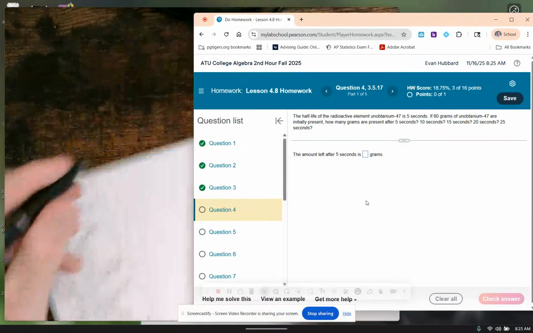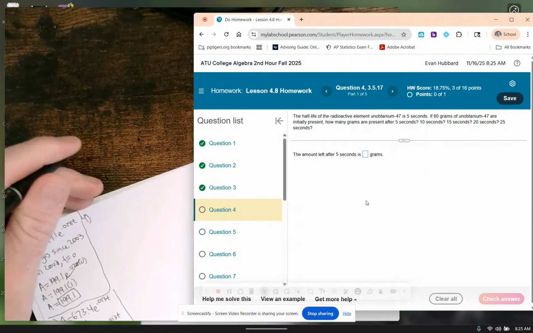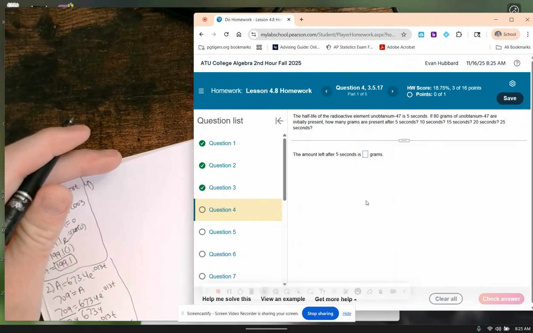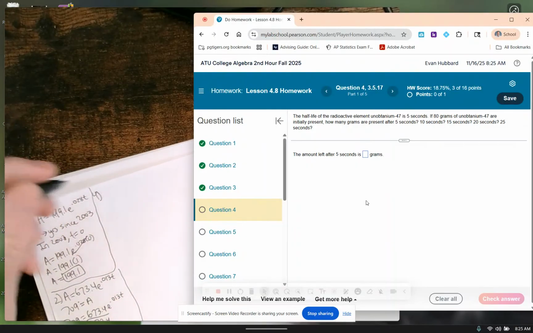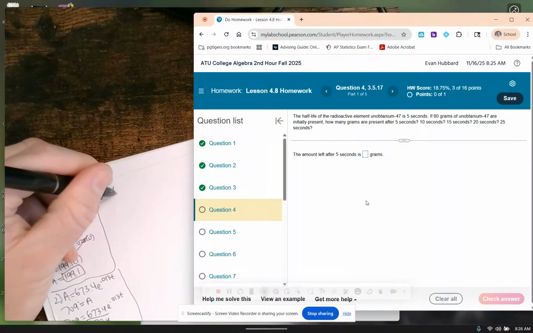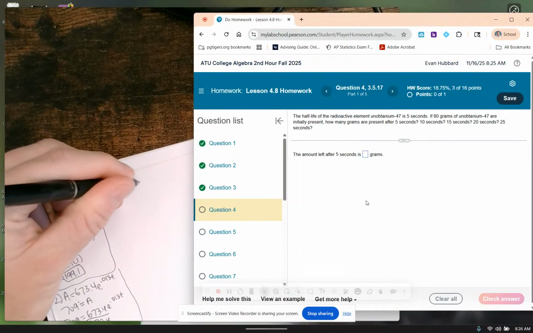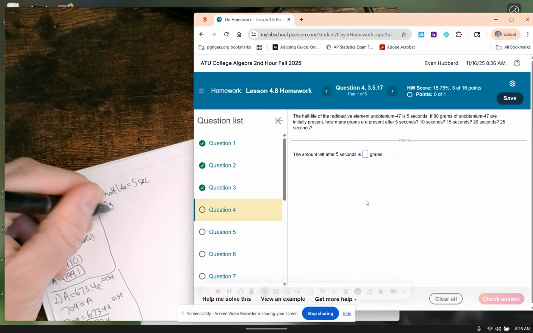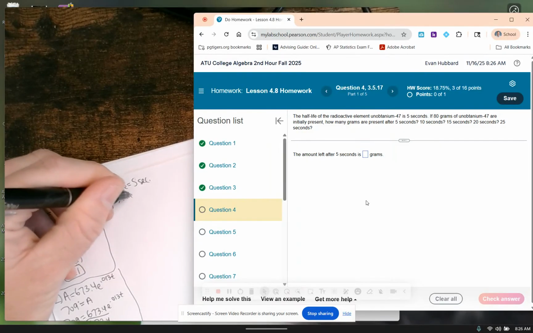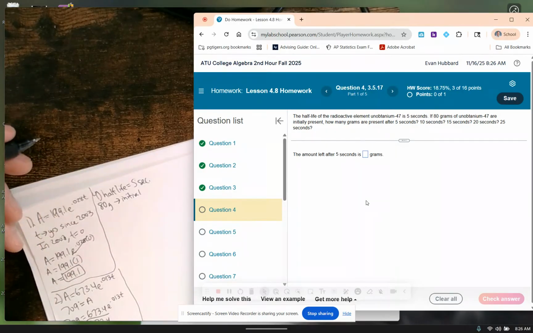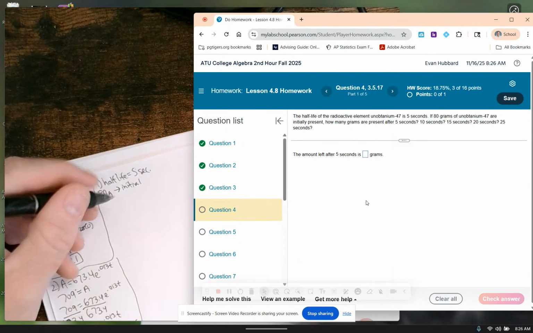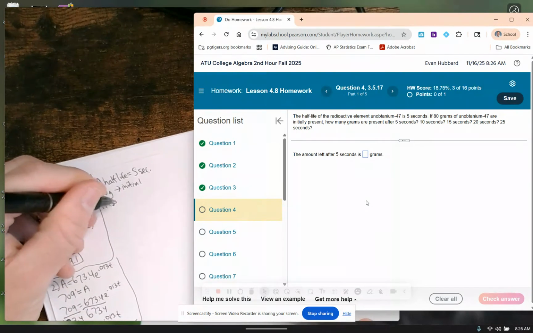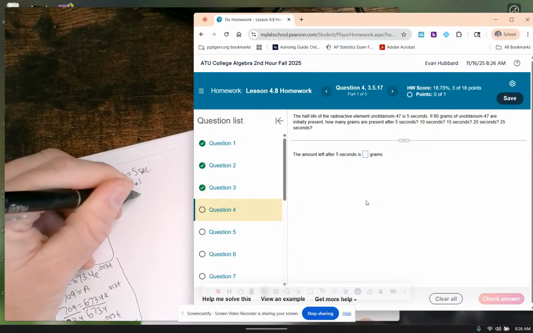Next question, number 4. The half-life of a radioactive element is 5 seconds. So the half-life, taking some notes here, is 5 seconds. If 80 grams are initially present, so 80 grams initial, how many grams are present after 5 seconds? Okay, so after 5 seconds, you don't have to do any complicated math.